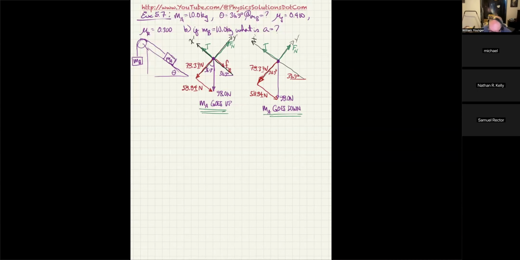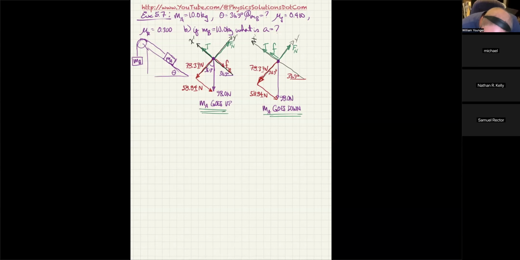So with M_A going down, that means the friction force is going to act up the incline, and therefore it's actually what we'd call a positive force. So there's my friction force right there. And I got the tension, I got the normal force, I got the weight. That seems like everything.